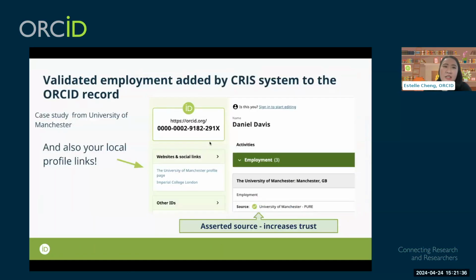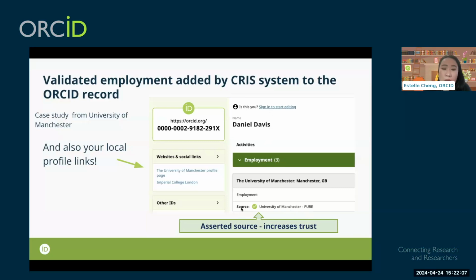And just to add, today I'm using a current research information system, sometimes called CRIS, as an example. This is from the University of Manchester in the UK. They use the vendor system Pure to integrate with ORCID. And this is an example of validated employment information added from the Pure system to the researcher's ORCID record. And you can see the source name.